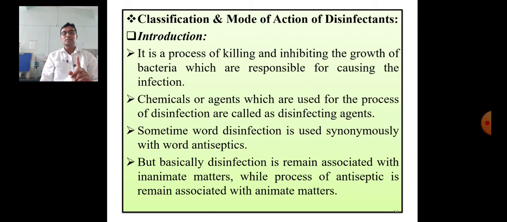So student, once again I am repeating the definition of this process, that is the disinfection. What is meant by disinfection? It is a process of killing and inhibiting the growth of bacteria and the microorganisms which are responsible for causing the infection. Chemicals or the agents which are basically used for the process of disinfection, they are called as the disinfecting agents or they are called as the disinfectants.